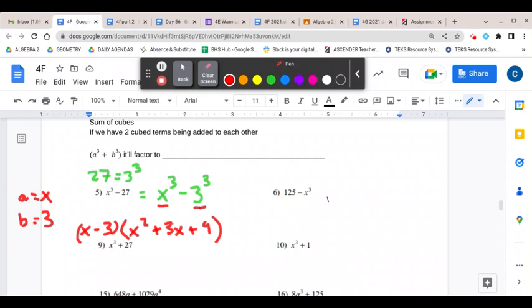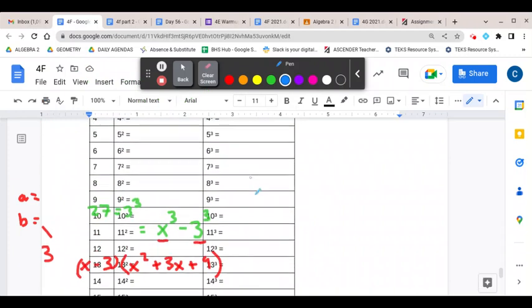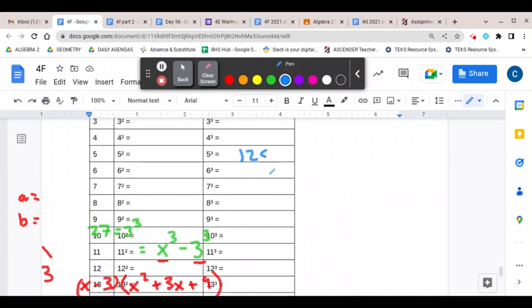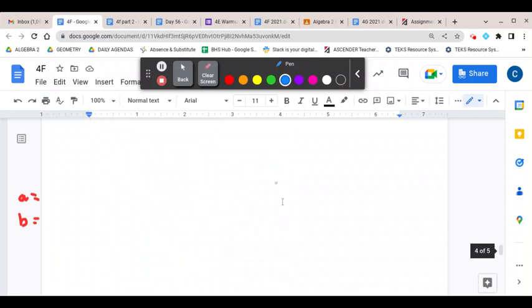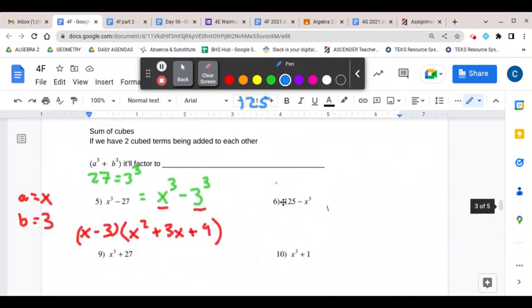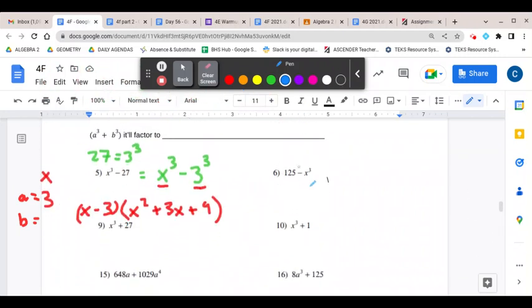If we look at the one to the right of this, we have 125 minus x cubed. So what is 125? If we go down to our table, we would see that 125 is really equal to 5 cubed. So 125 minus x cubed is really 5 cubed minus x cubed. So our a term is equal to 5, and our b term is equal to x.